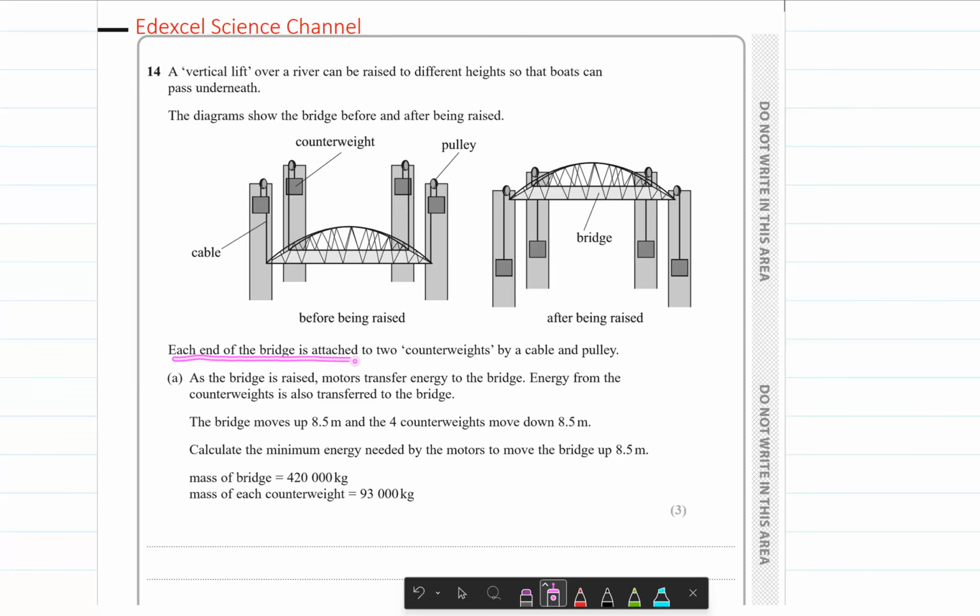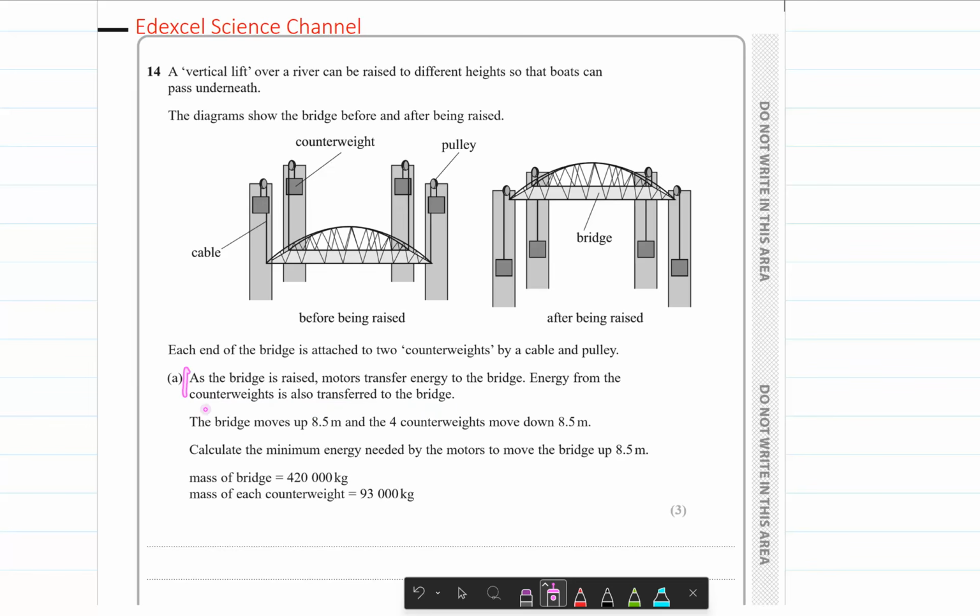Each end of the bridge is attached to two counterweights by a cable and a pulley. So these are the cables. Each end has two counterweights, and each counterweight is connected to a pulley. As the bridge is raised, motors transfer energy to the bridge. Energy from the counterweights is also transferred to the bridge.